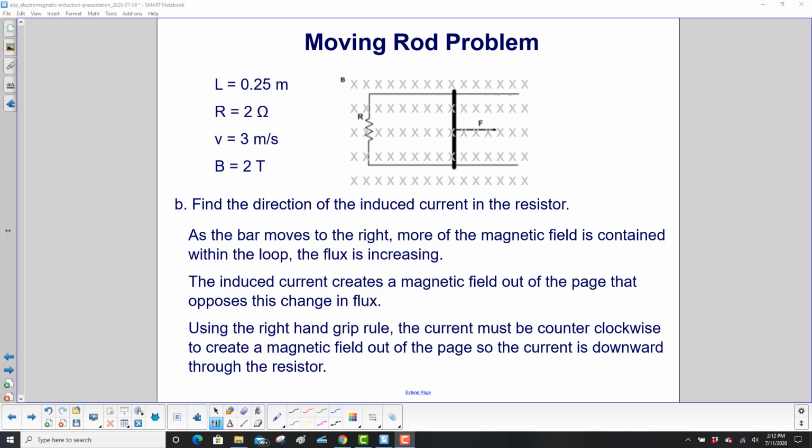Find the direction of the induced current in the resistor. That's this guy right here. Well, as this rod goes down the line, what's happening to the flux within the area enclosed? Here's your circuit. That's where current is flowing now. The flux is increasing into the page. So, Lenz's law, you have to induce a current that opposes that increase in flux.